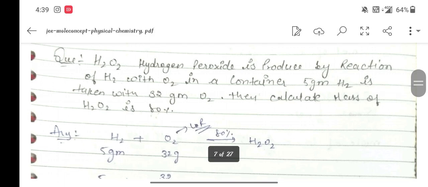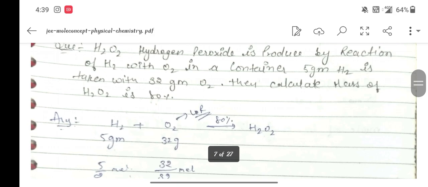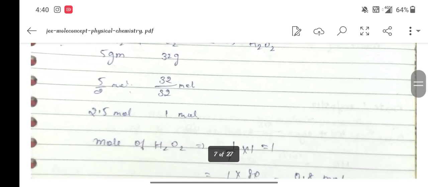Now in the next question they have asked: H2O2, hydrogen peroxide, is produced by the reaction of H2 with O2. In a container, 5 gram H2 is taken with 32 gram O2. Then we have to calculate the mass of H2O2. What is the mass of H2O2? So H2 plus O2. H2 is 5 gram, O2 is 32 gram. O2 is the limiting reagent. We will get H2O2. So 5 by 2 mole, 32 by 32 mole. 5 by 2 is 2.5 mole, and 32 by 32 is 1 mole.